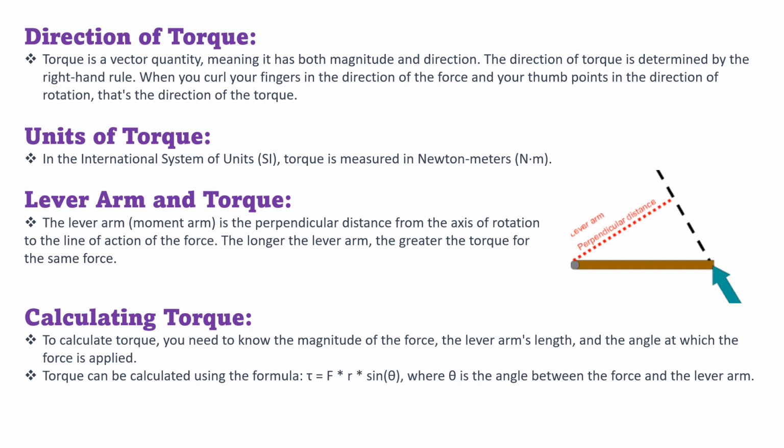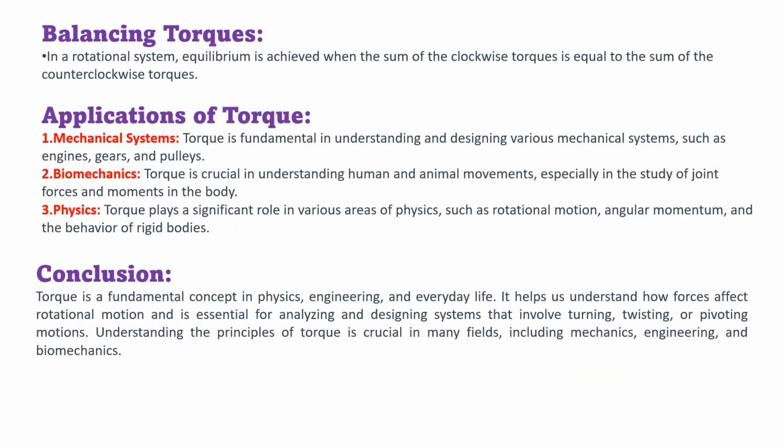Therefore, how do you mathematically calculate the torque? The torque can be calculated using this formula, that is tau equals F times r times sine theta. Here you have to understand that theta is the angle between the force and the lever arm. Once you have the force, the length of the lever arm and theta, you can use this formula to calculate the torque. That is how you calculate the torque.